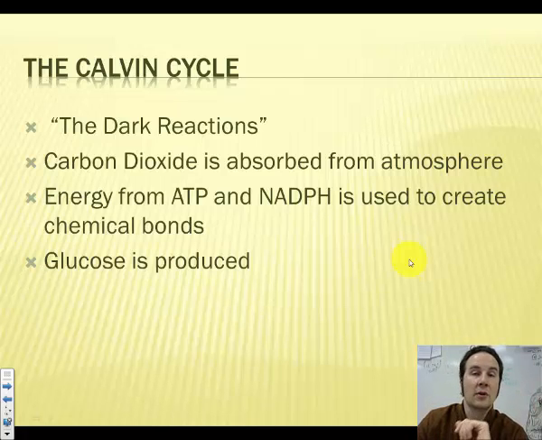The carbon dioxide is absorbed from the atmosphere. Again, trees and plants are made out of air. They get their carbon from the atmosphere. So when you look at a tree, when you look at a plant, every carbon atom in that plant came from the atmosphere, which should blow your mind. When you look at a tree, you are looking at a whole bunch of carbon that was previously in the air. Energy from ATP and NADPH is used to create those chemical bonds. And finally, glucose and other complex carbohydrates are produced.